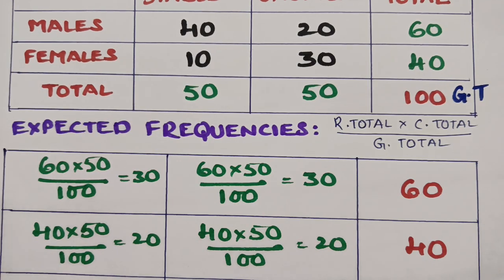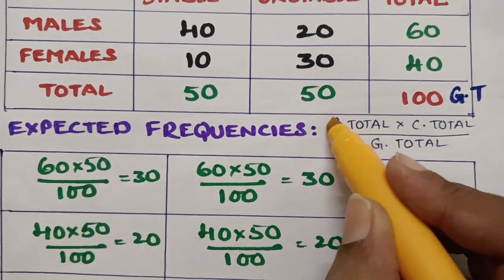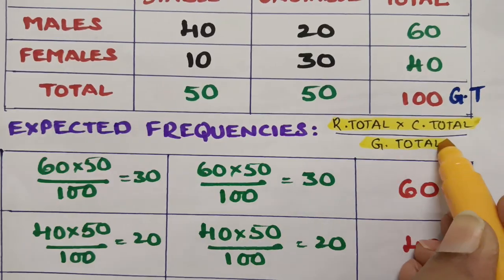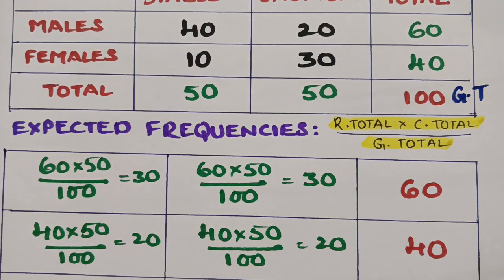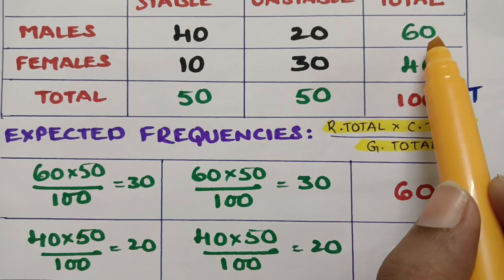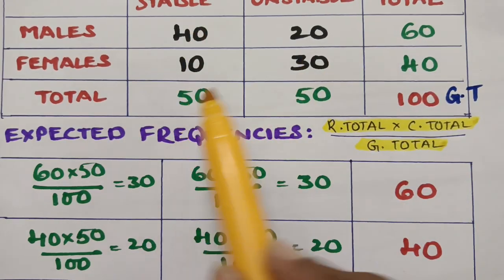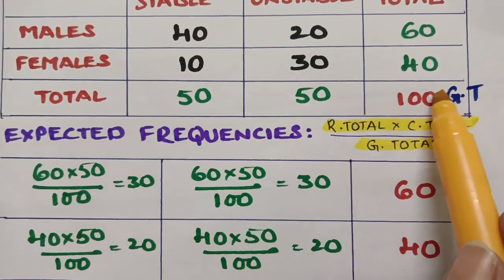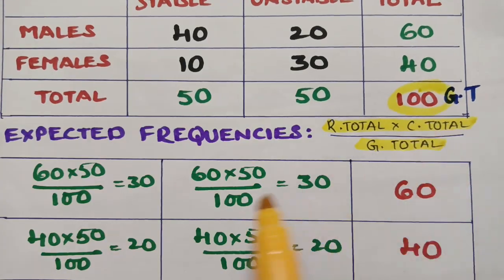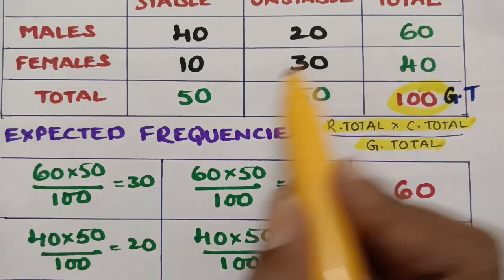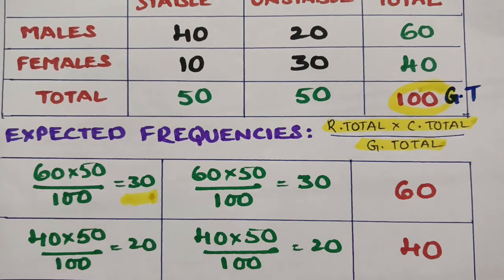For expected frequency, the formula is the row total into the column total divided by the grand total. See here, what is the row total here? 60. And what is the column total here? 50. 60 into 50 divided by the grand total here, which is equal to 100. 60 into 50 divided by 100, the value is 30.